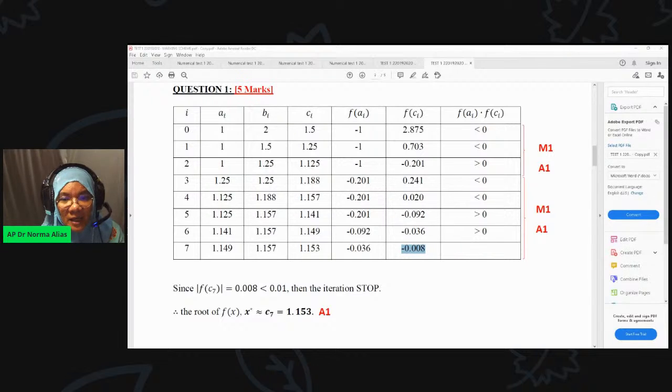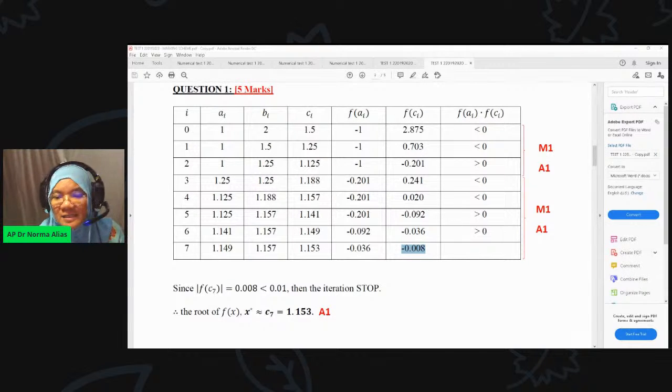So how many marks do you have? 5 marks: M1, answer 1, method 2, answer 2, and the last answer 1.153. So please press your calculator and use mode fix 3. Please use mode fix 3. Any question? Do you have any question?